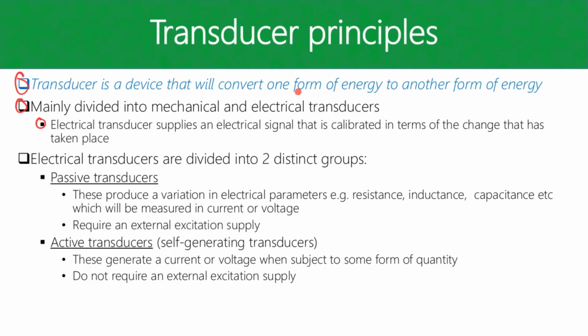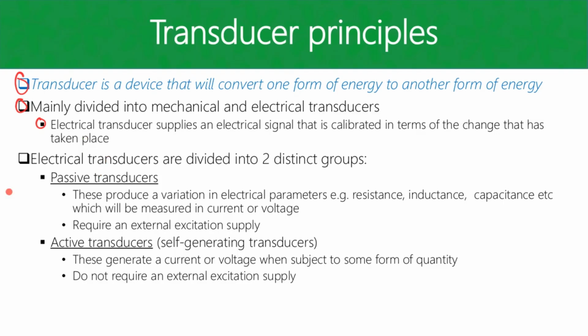So for instance, let's say you have a thermocouple that will give you 10 millivolts per degree Celsius in temperature change. So that's basically a conversion from degrees Celsius to voltage.